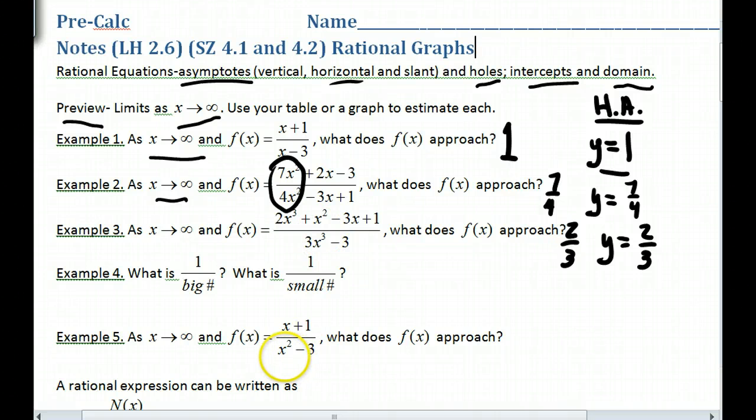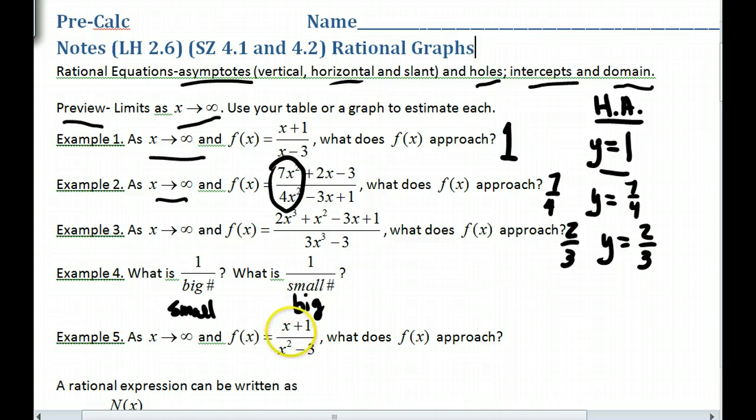Looking at example 5, the denominator grows faster than the numerator. Well, let's think about what happens when I get 1 over a big number. 1 over 1,000,000,000. Oh, that's a very small number. What about 1 over 0.0001? Well, that would be a big number. We've got to think about those things when we're doing this.